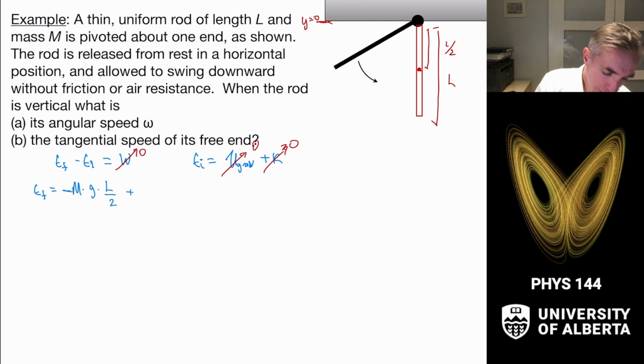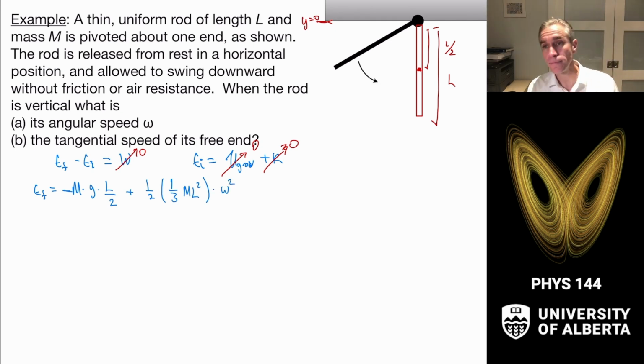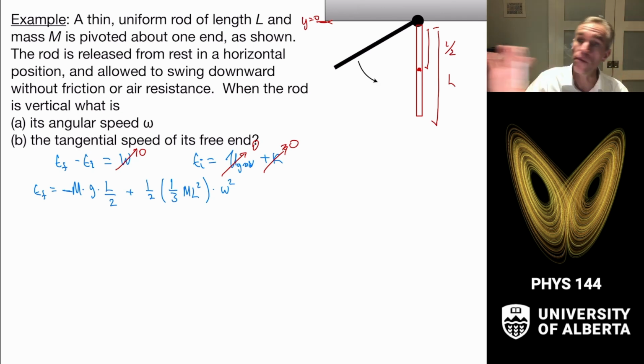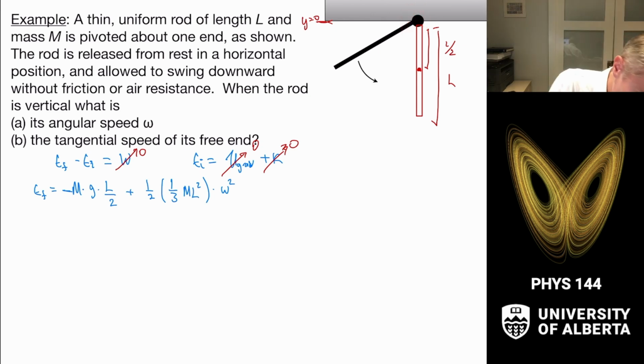Then I add to that 1/2 times the moment of inertia for this rod, which we calculated from calculus to be 1/3 ML squared, times omega squared. Now there's no translational energy here because the center of mass isn't moving through free space. All of its motion is described by the rotation of the rod around this pivot point, so we don't have to worry about it.